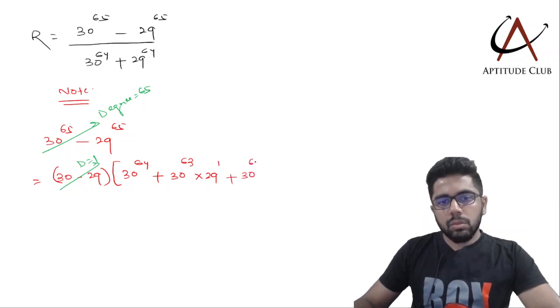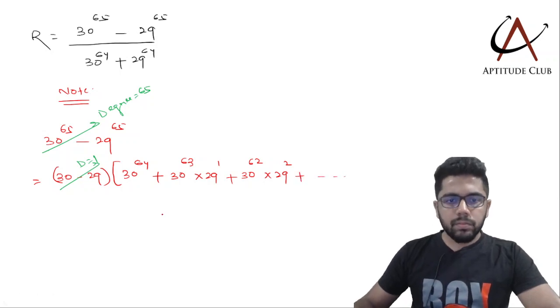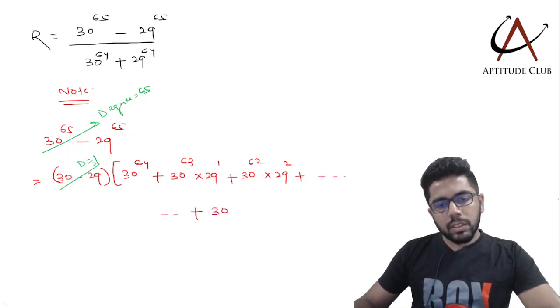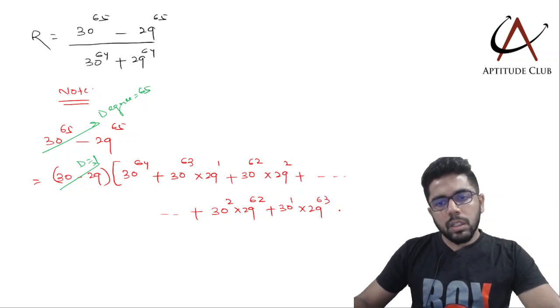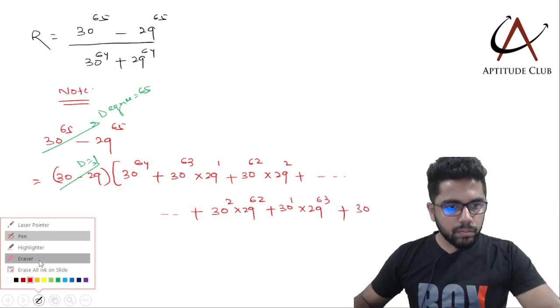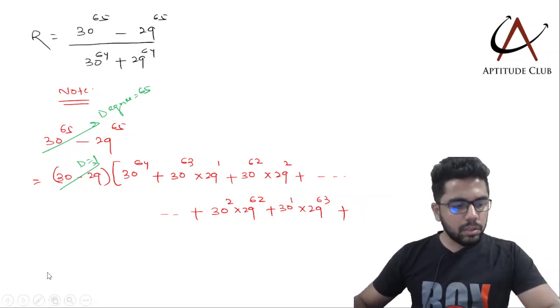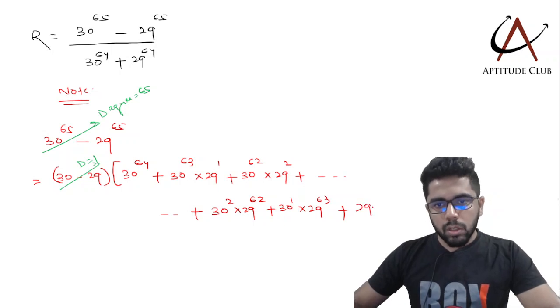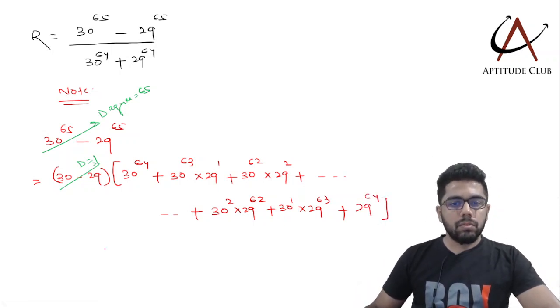Then similarly 30 to the power 62, 29 to the power 2. And this goes on. Gradually we will reach a stage which is 30 to the power 2, 29 to the power 62. Then 30 to the power 1, 29 to the power 63, and at last 29 to the power 64. I hope everyone is following this. We don't have to mug up the expansion, no mugging up at all. If you understand the pattern, it becomes very easy to solve.